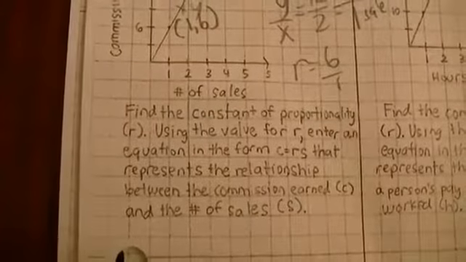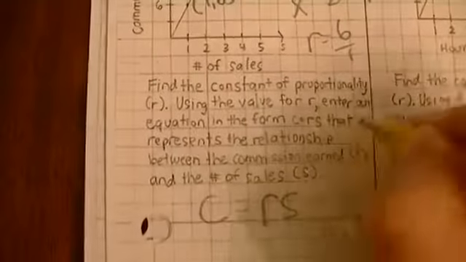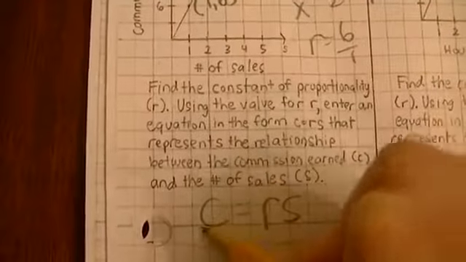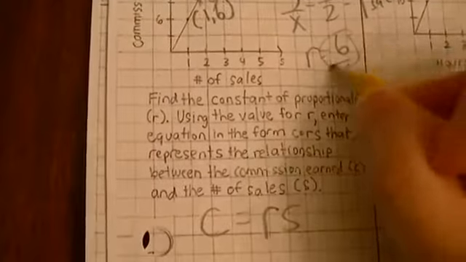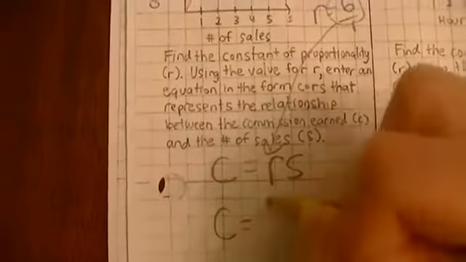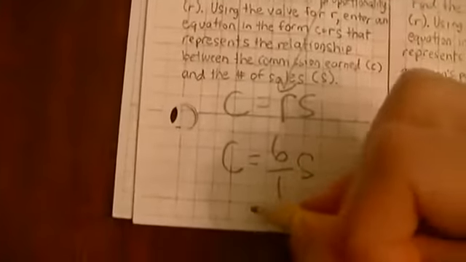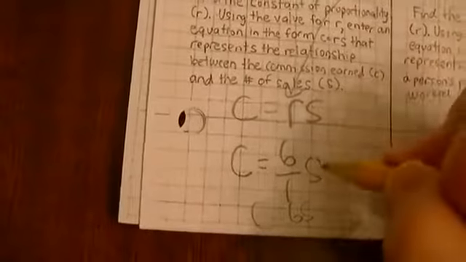Using the value for R, enter an equation in the form C equals RS. So here's the form that represents the relationship between the commission earned, C, and the number of sales, S. So we just got to put that right there. So C equals 6 over 1S. Or you can also write C equals 6S. That's still cool too.